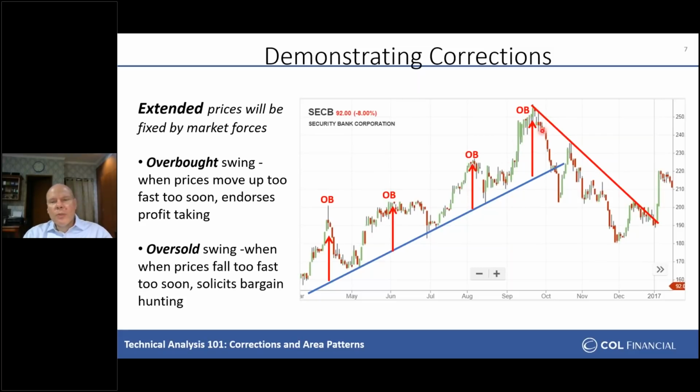Now, once a trend changes, and you can see here that stock prices turn downwards, you can see now, even into a downward swing, you can see some extendedness.